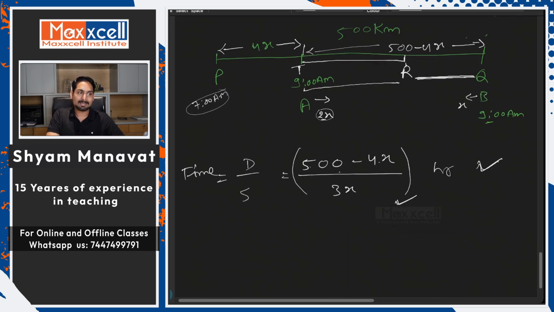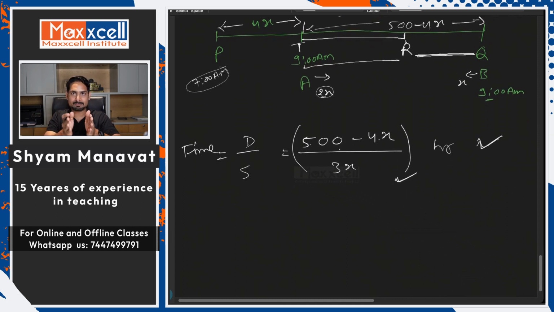Now, time for them to meet. Both of them have traveled for the same equal amount of time. As I have given you the example, 3 hours, and both of them have taken 3 hours. A also and B also have taken this much time, and then they meet relatively.